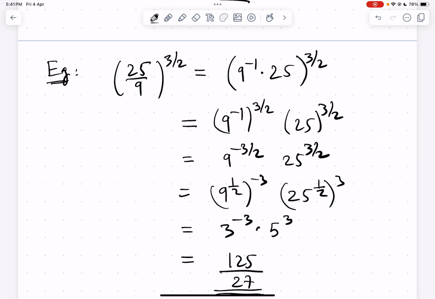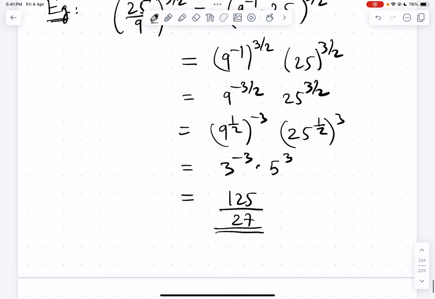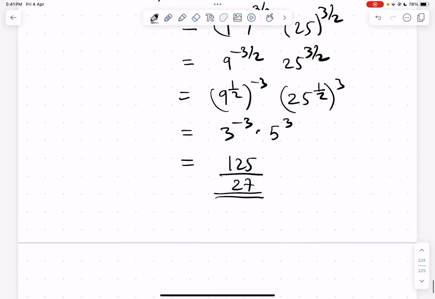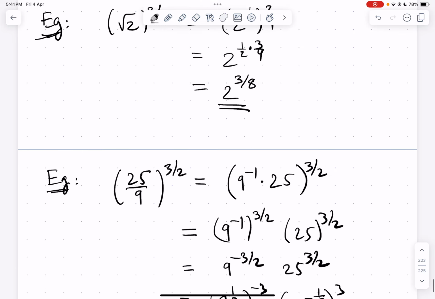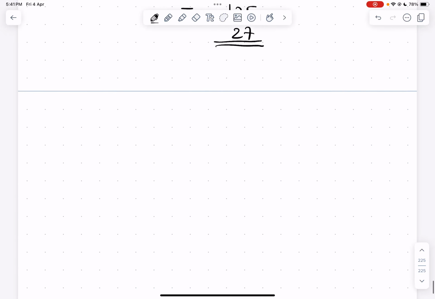We just used the definition of A by B. So A by B is B inverse A, right? Then we used AB power R is A power R B power R. And then we used A power m by n is A power 1 by n power m. So that's all we used. And then we got this expression, right? And so these are some basic examples. Another example.